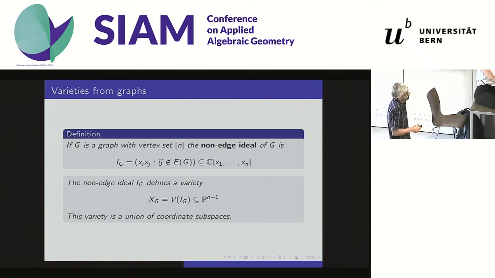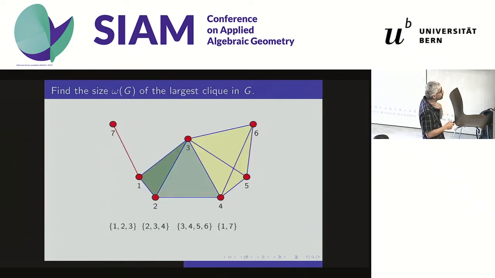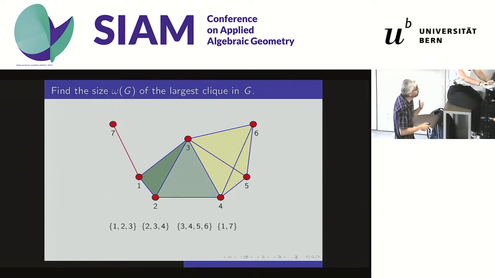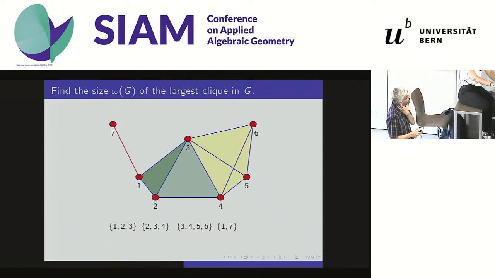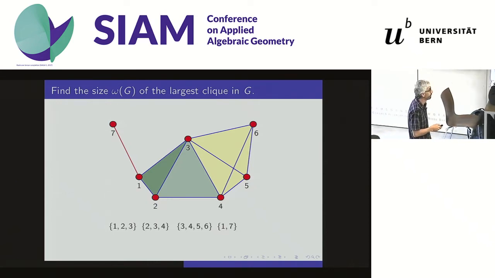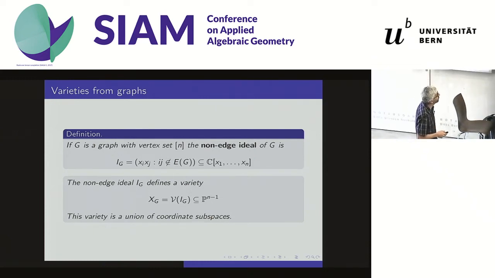And of course, the non-edge ideal defines a variety because it's a radical ideal. And this variety is a union of coordinate subspaces because it's defined by monomials. Now, the geometry of these coordinate subspaces is fully described by the simplicial complex that we just looked at. So the irreducible components of X_G are spanned by the subsets which form cliques. So we have 1, 2, 3, and 4 irreducible components. And the way in which these irreducible components intersect is encoded in the graph. So we really understand quite well how the varieties X_G look.